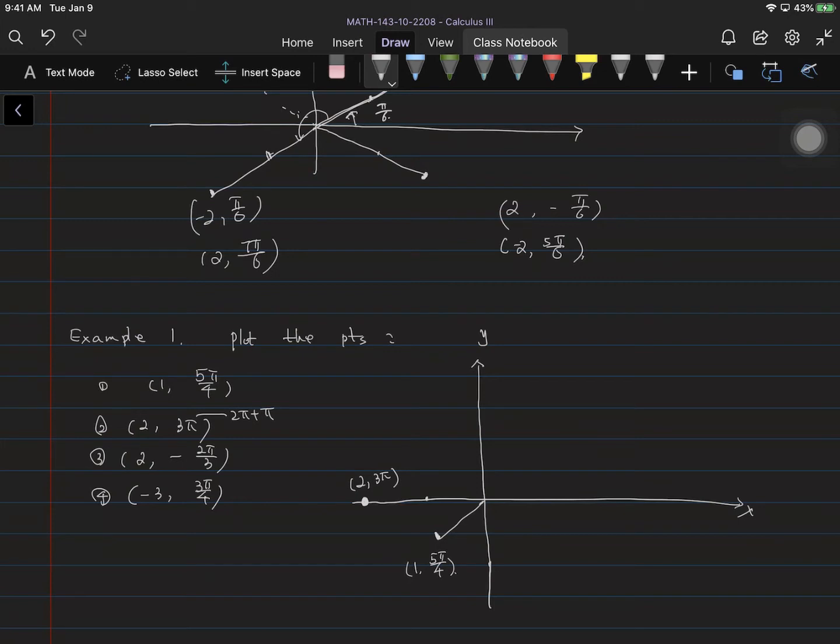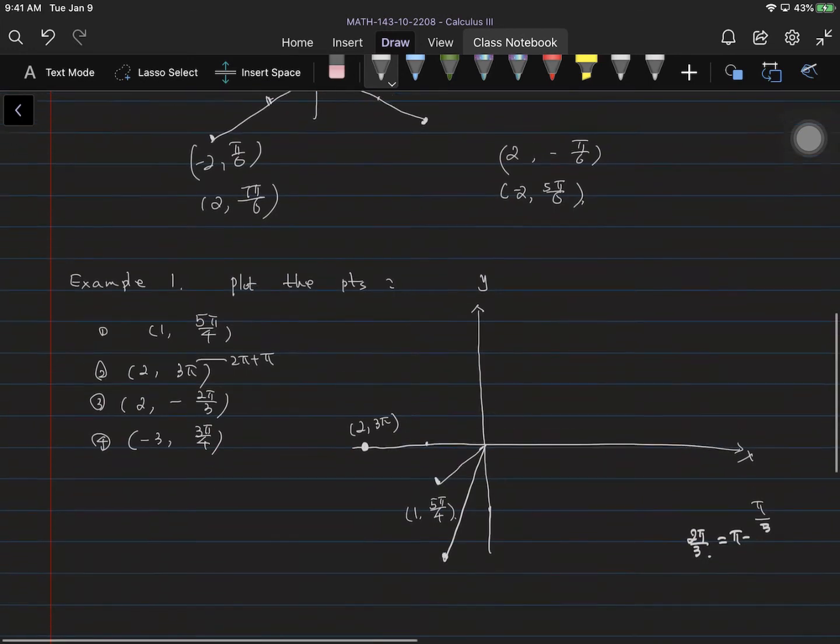Now let's take a look at where is 2π over 3. This is π minus π over 3. So it should be, and it's negative, so it should be here. And the length is 2, so it should be this one.